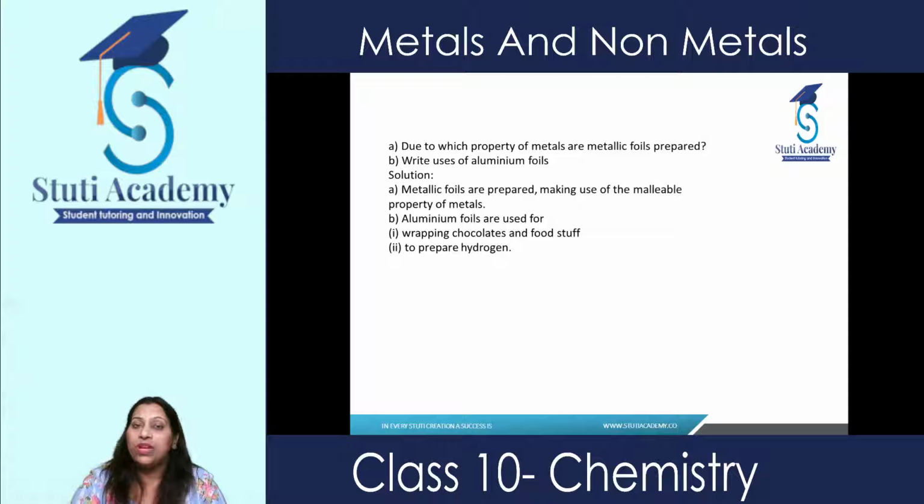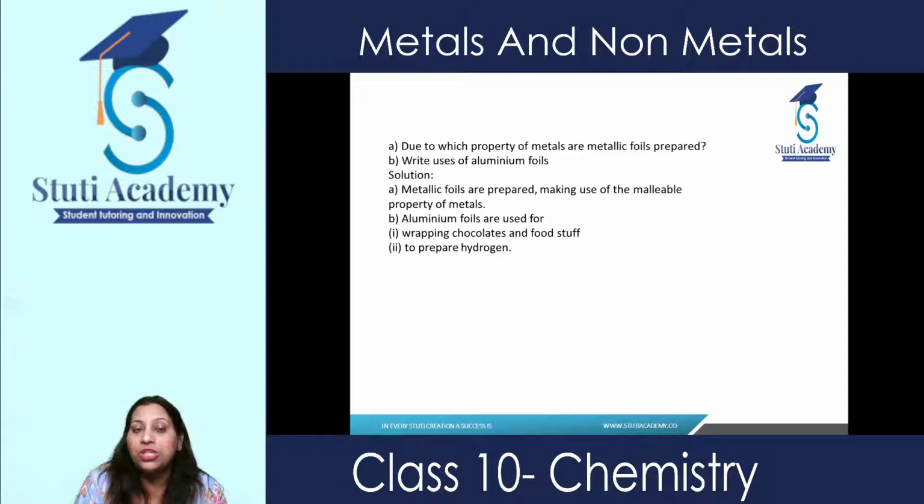So the first question which can be asked in the exam is, due to which property of metals are metallic foils prepared? And the answer is due to their malleability. As we know, metals are highly malleable in nature. We can easily convert them into sheets. So due to this property of conversion of metal into sheets, we can easily use them in making foils. An example of such a metal is aluminium foil.